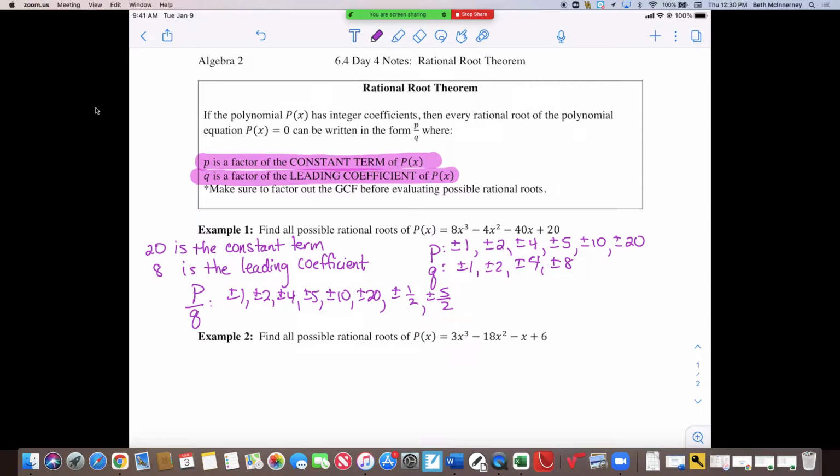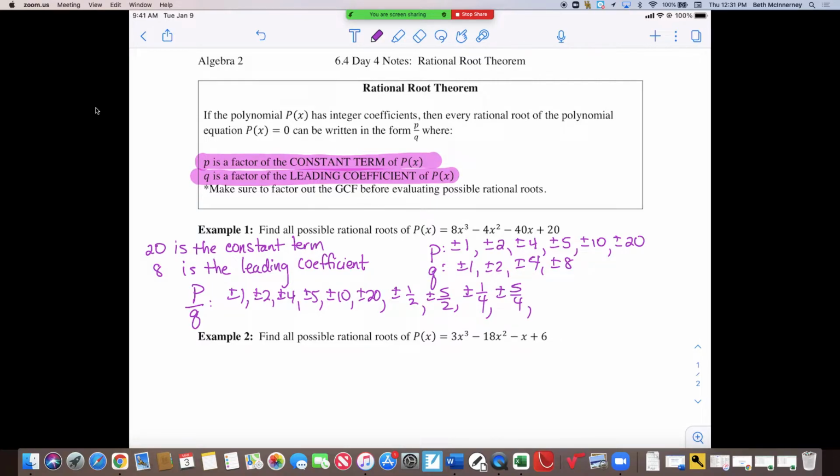All right, now we're going to put them all over the 4 and write down just any new ones that we don't have. Do we have 1 over 4? No. Okay, so we got to include that one. Do we have 2 over 4? Yes, we have 1/2. Do I have 4 over 4? Yes, I've got 1. Do I have 5 over 4? No, so I've got to add 5 over 4. Do I have 10 over 4? Yes. Do I have 20 over 4? Yes.